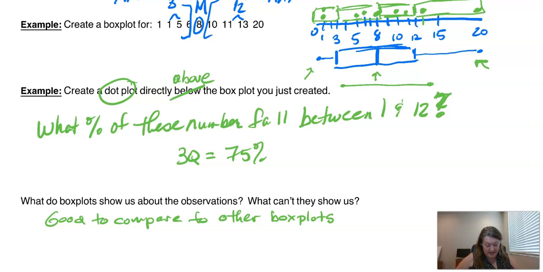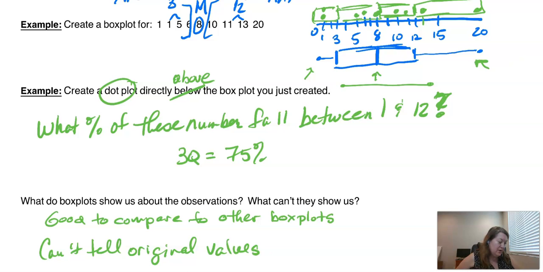But what I can't do is I can't tell what the originals were. And I also can't tell what their distribution looked like. Distribution is just how did those numbers get distributed across the number line. So I can't tell what their distribution looks like.